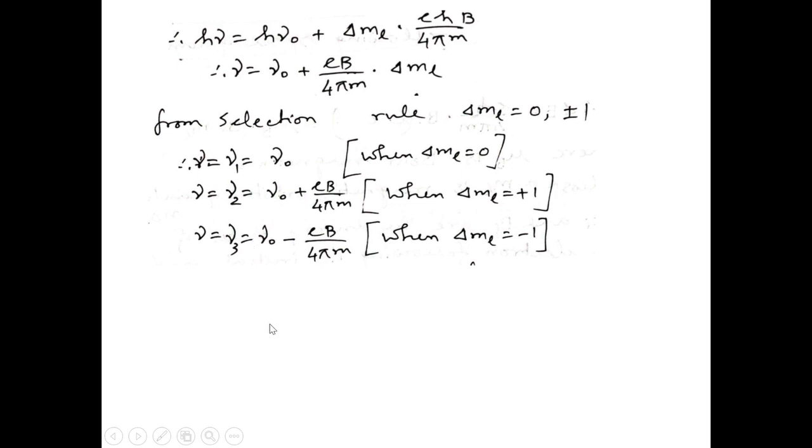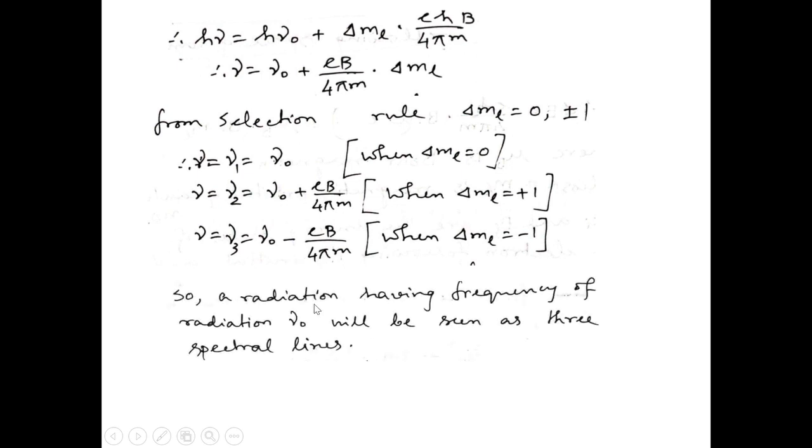Putting delta ml 0, it is nu naught, that is the unchanged frequency. Putting delta ml plus 1, this is the changed value when it is added, and that is the changed value when it gets subtracted. So a radiation having frequency nu naught will be seen as three spectral lines.